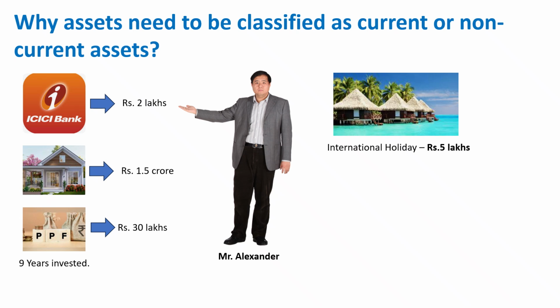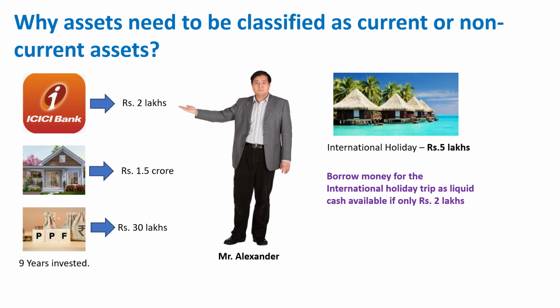Now in this scenario, if Mr. Alexander needs money, whether he has money in his hand or money in his bank balance which he can withdraw, for rupees 5 lakh, the answer is no. Why? Because the amount in the savings bank account is only rupees 2 lakhs, whereas the amount blocked in PPF is 30 lakhs which he can't withdraw. So what is the option available for Mr. Alexander now? He has to borrow money for the international trip, as the liquid cash available is only rupees 2 lakh, which is available in his savings bank account.